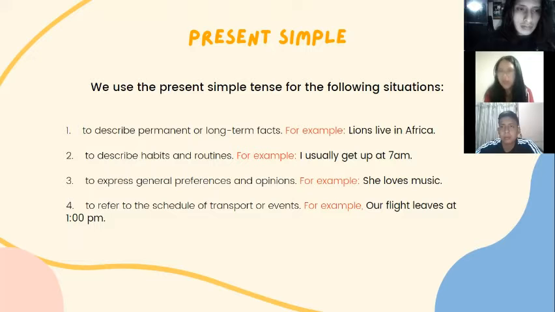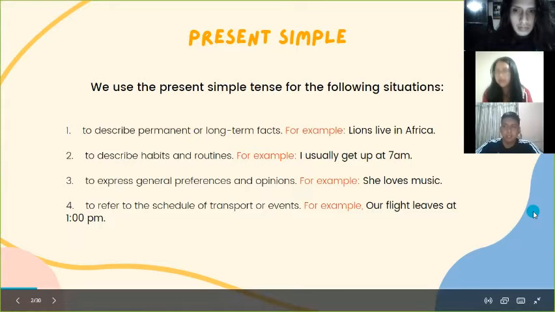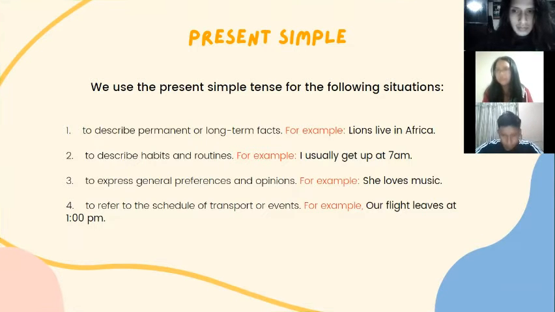Number 2, to describe habits and routines. For example, I usually get up at 7 a.m. Number 3, to express general preferences and opinions. For example, she loves music. And number 4, to refer to the schedule of transport or events. For example, our flight leaves at 1 p.m.